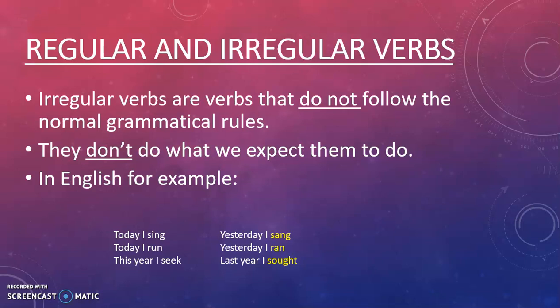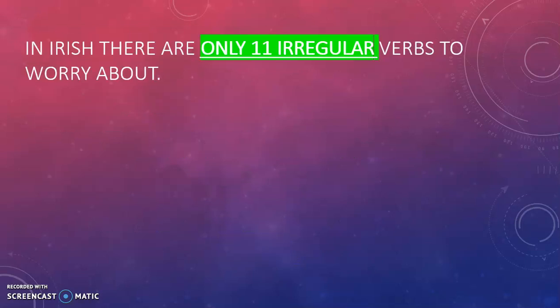There doesn't seem to be any pattern to how these verbs changed. That's what makes them irregular verbs. In Irish, there are only 11 irregular verbs to worry about.